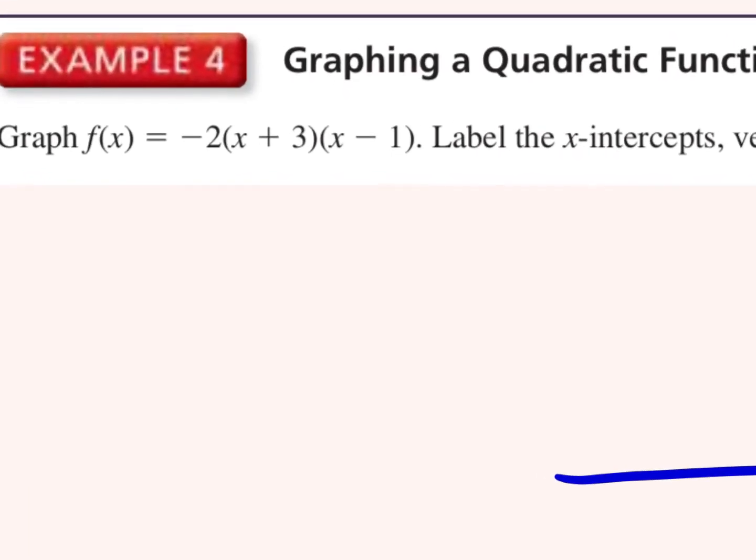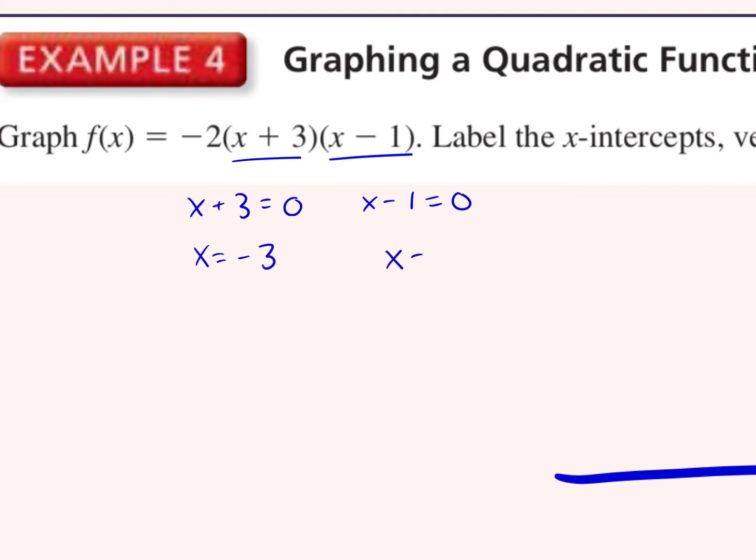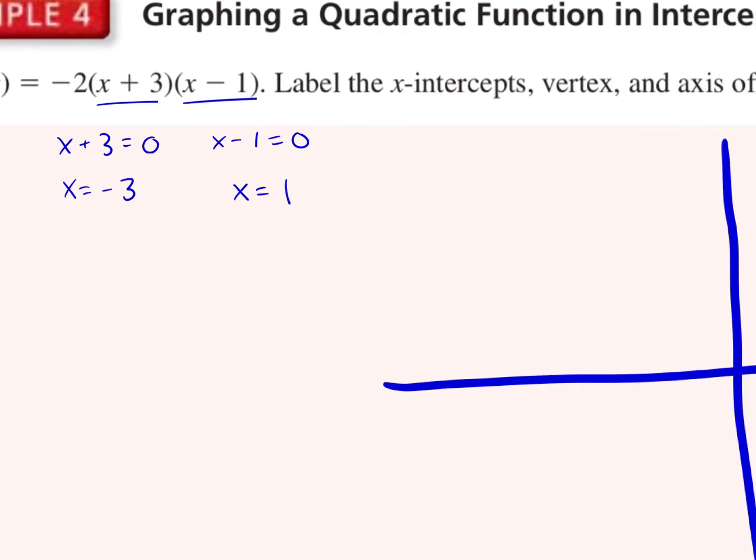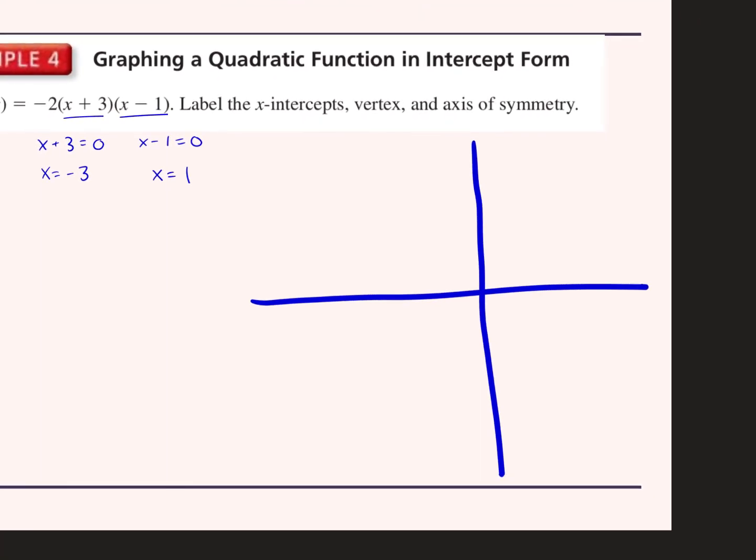So looking at our graph here, I would set both of these equal to 0. So I have x plus 3 equals 0 and x minus 1 equals 0. So x is equal to negative 3 and x is equal to positive 1. So on my graph, I'm going to put a point on the x-axis at negative 3 and 1.